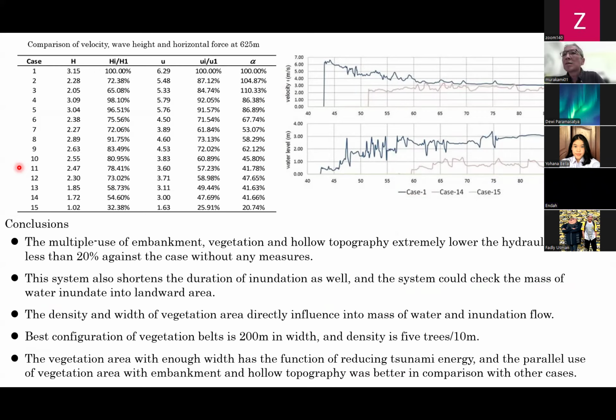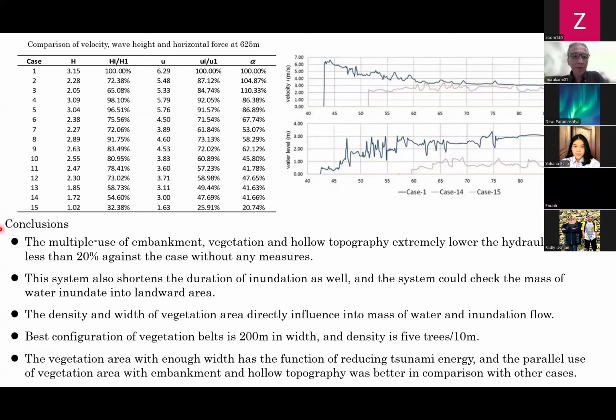Okay. Here is one of the results. Maybe you can see the conclusion. So here, and also today, I gave you the handout, and please see the handout and confirm the conclusion, okay?